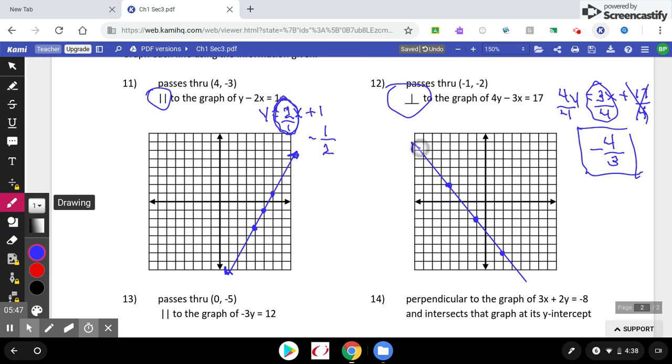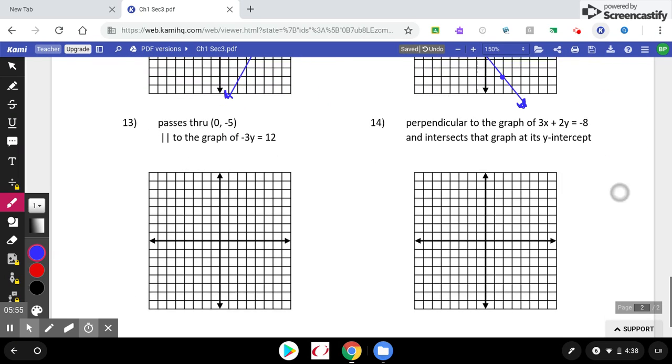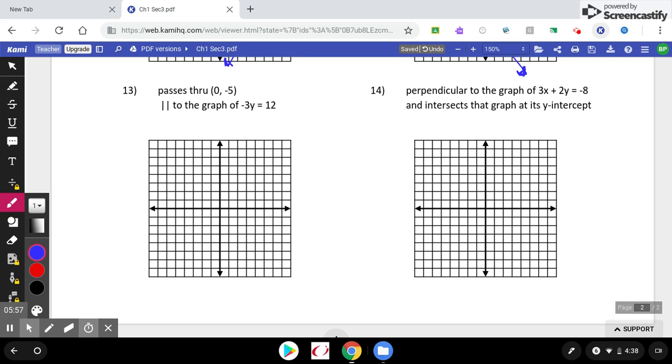Done. So how easy is this? Well, that was a terrible arrow, but you get the idea. All right, two more to do. Number 13 passes through (0, -5). Well, where's (0, -5)? Coincidentally, it's on the y-axis, or is a y-intercept. Parallel, so maybe you should circle these guys.